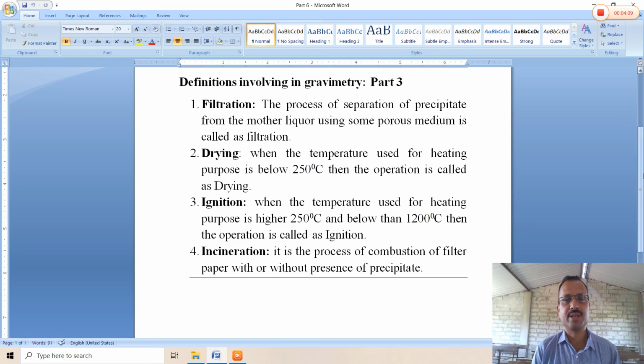So filtration, drying, ignition, incineration, post precipitation, precipitation, co-precipitation, precipitation from homogeneous reaction, analyte, solubility product, sparingly soluble substance. So these are all part of the definitions involved in gravimetry. So with this content I conclude this lecture.